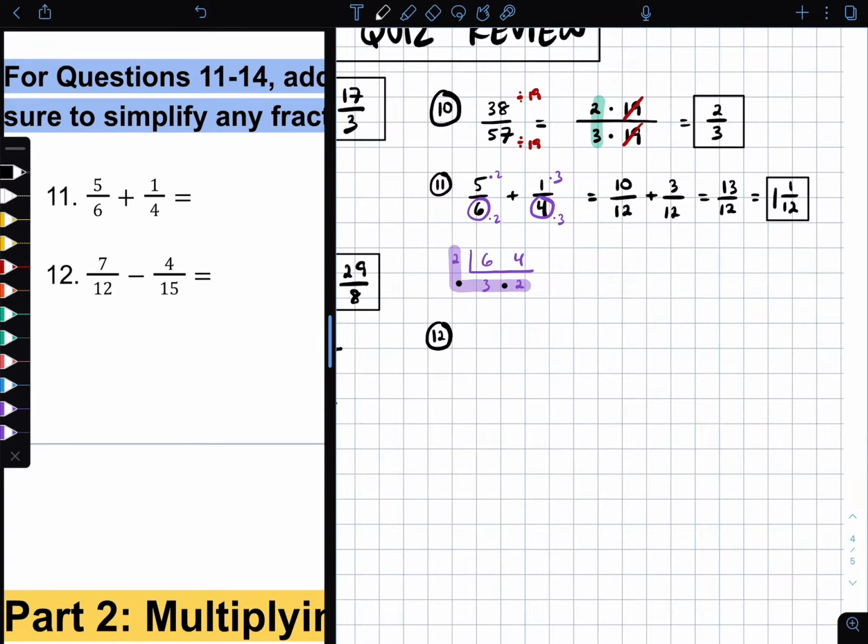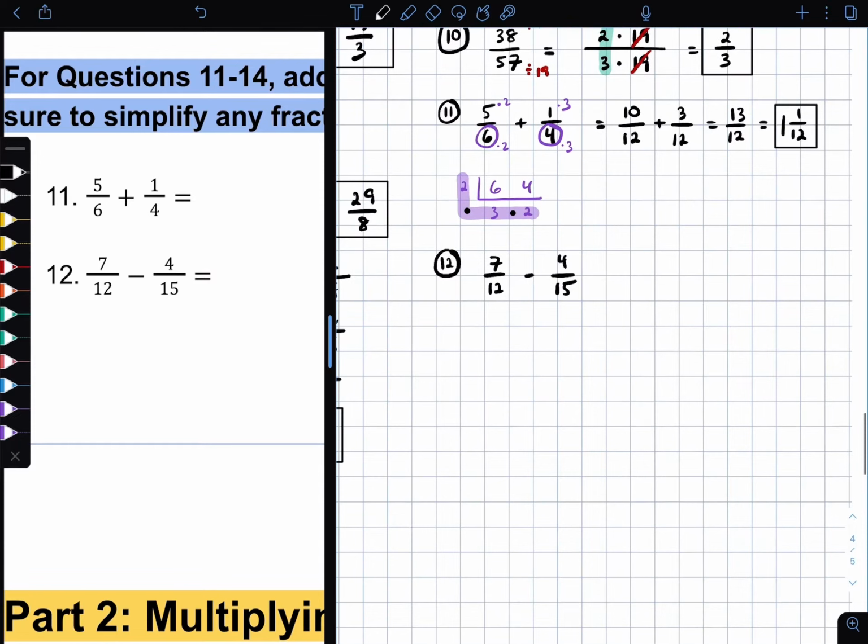Here's number 12. We have 7/12, and we're going to take away 4/15. All right, so we'd like to find out where these two numbers meet for the very first time, and we can do that by using the ladder method. These numbers are a little bigger than the last ones. So 3 is a common factor, so we have 4 here and then 5. The first time they meet we can find by just multiplying these. So 4 times 5 is 20. 20 times 3 is going to be 60.